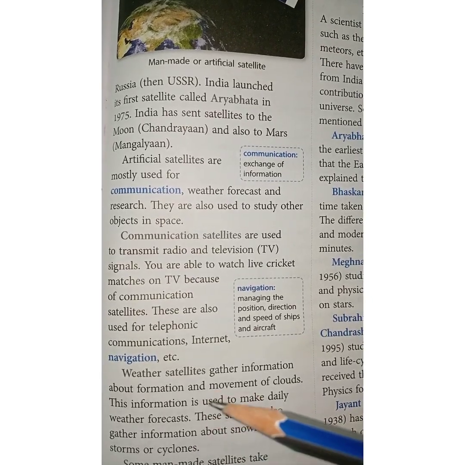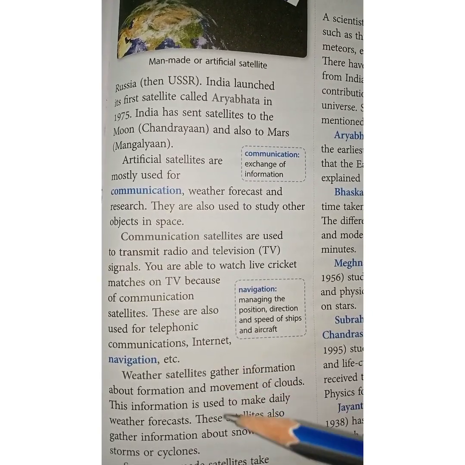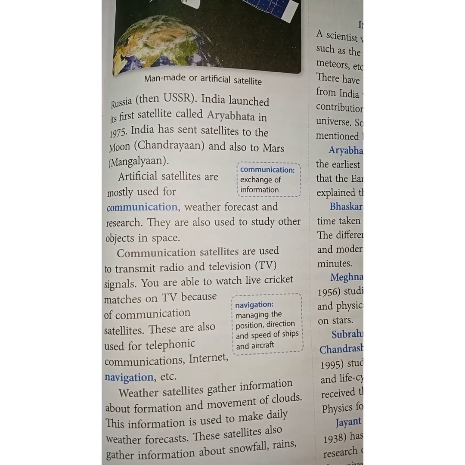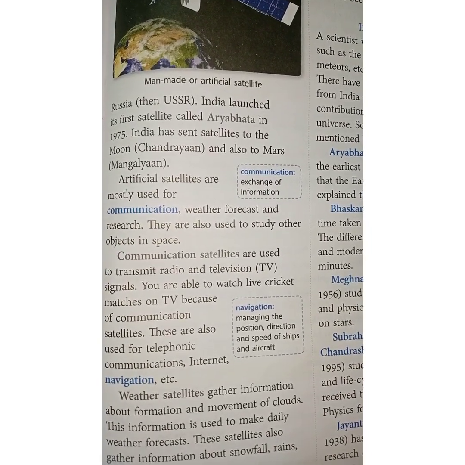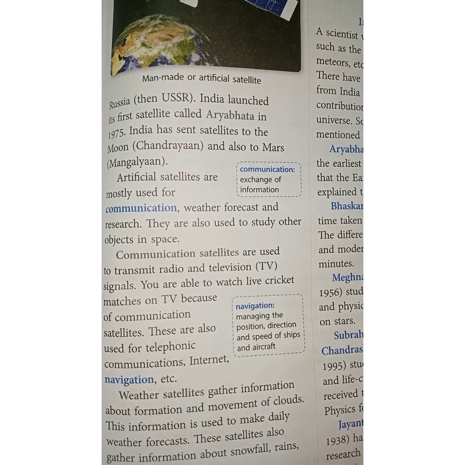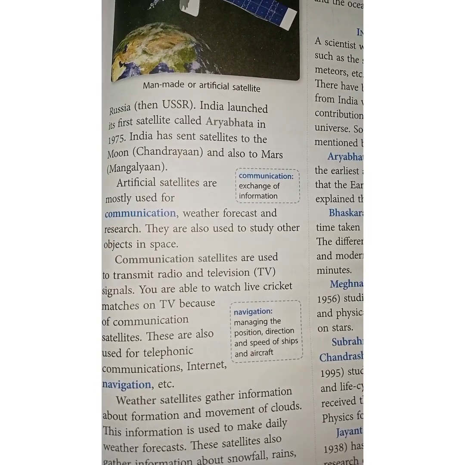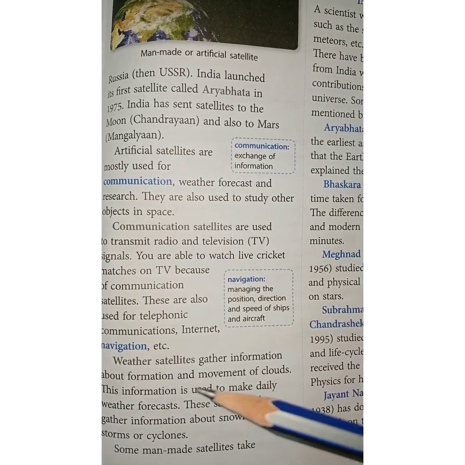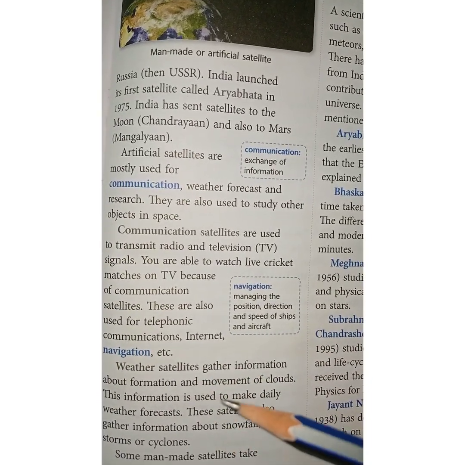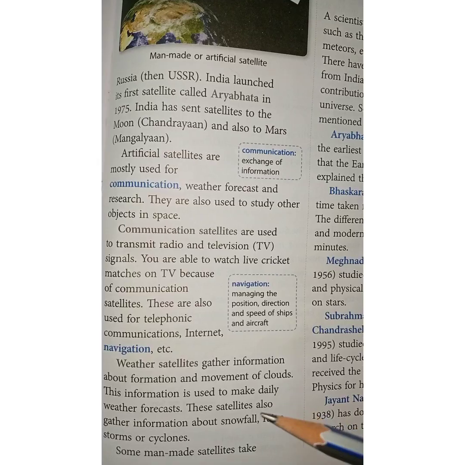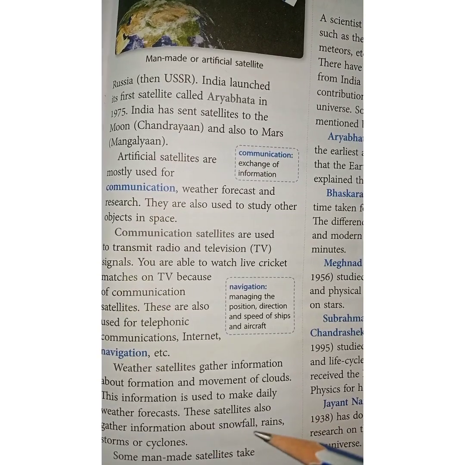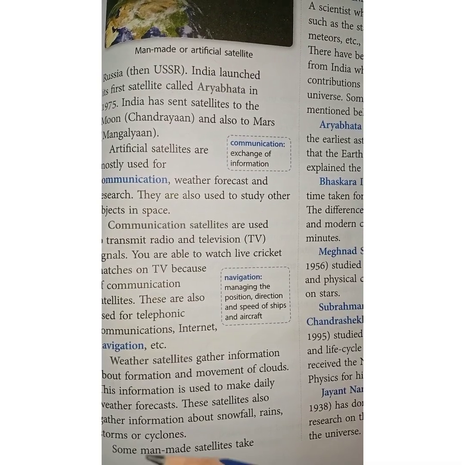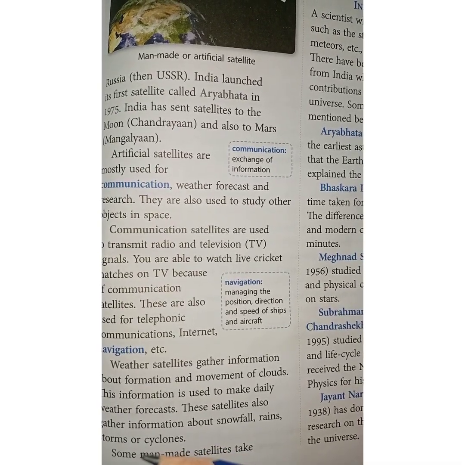Okay, so the information which we are getting tells us what is going to happen. Now through our phones, we can see what the weather is right now, and even tomorrow, and the day after tomorrow also. That is just because of the weather satellites that we are getting this information. So these satellites also gather information about snowfall, rain, storms, or cyclones.